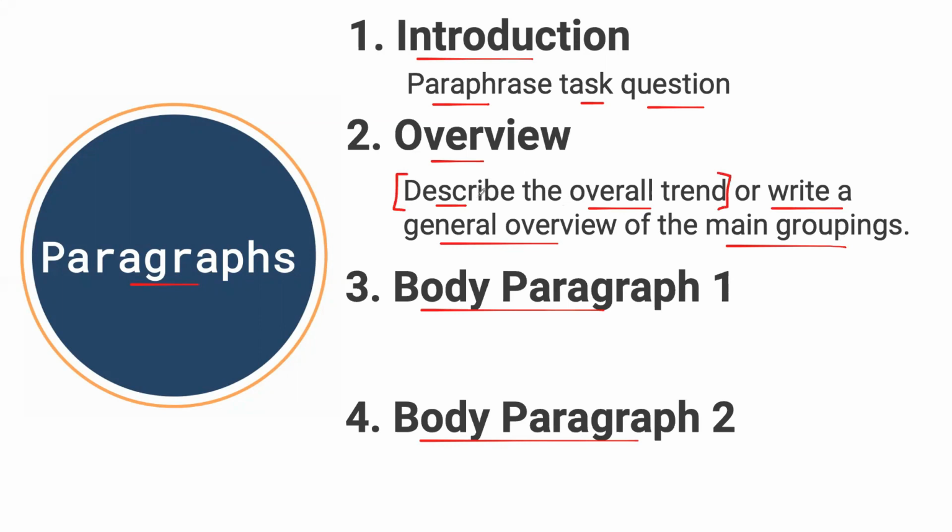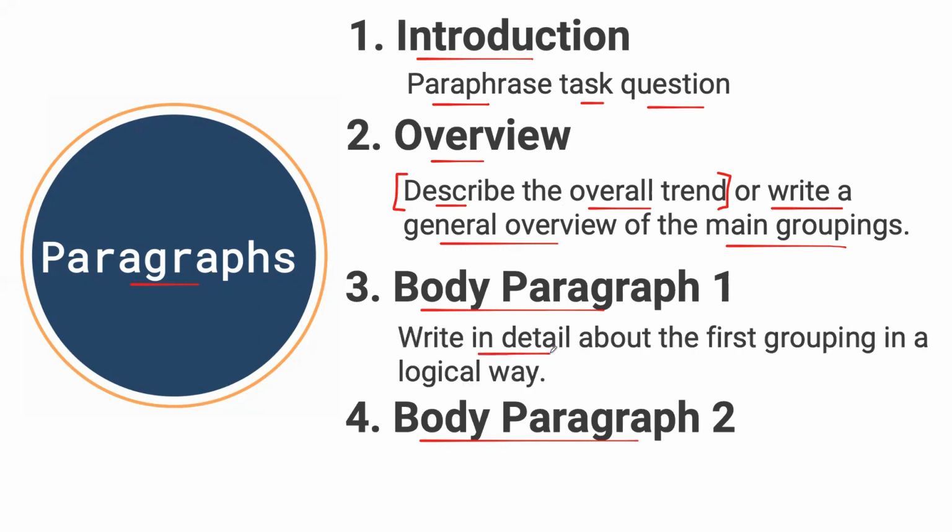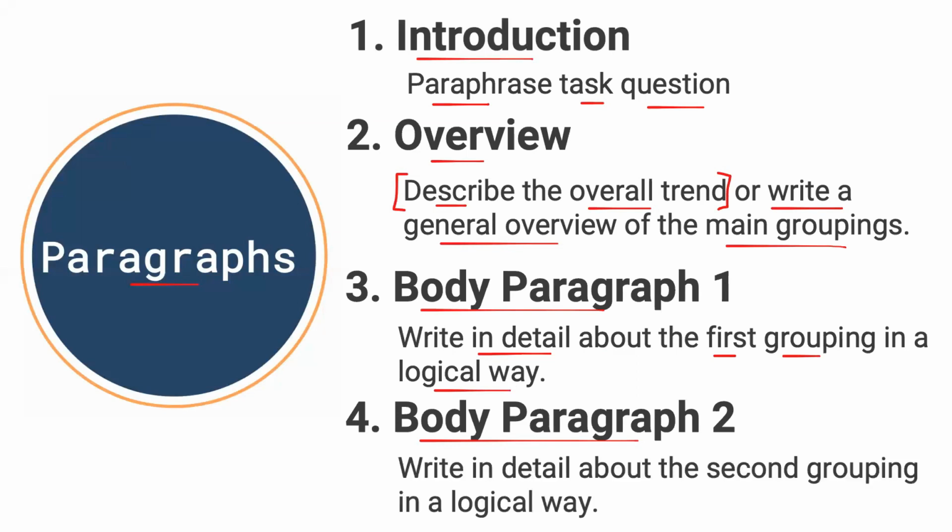We're going to describe the overall trend that talked about age and the lack of social media usage. Then in body paragraph 1, we are going to write in detail about the first grouping in a logical way. So we're going to look at the higher amount of people who use social media based on age and then go from there. And then body paragraph 2 is going to be the same thing, writing in detail about the second grouping in a logical way.